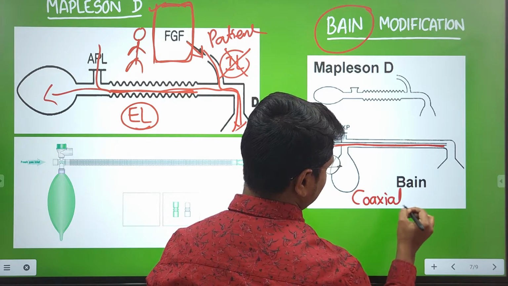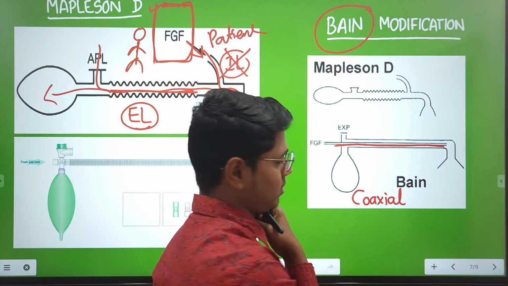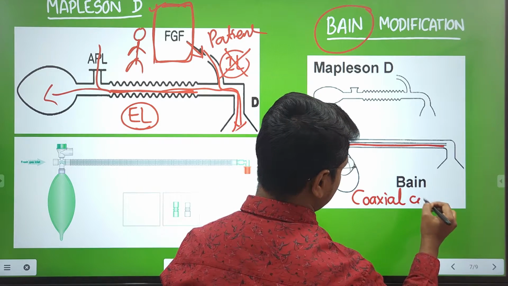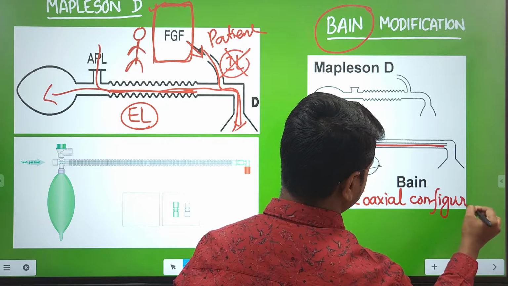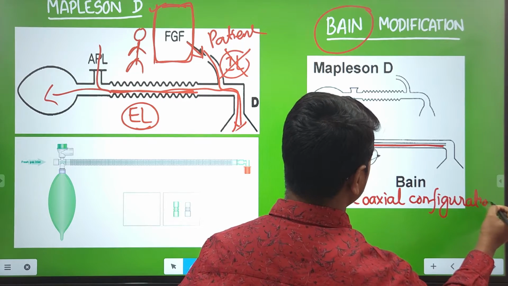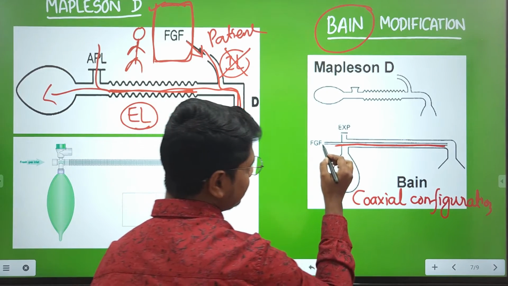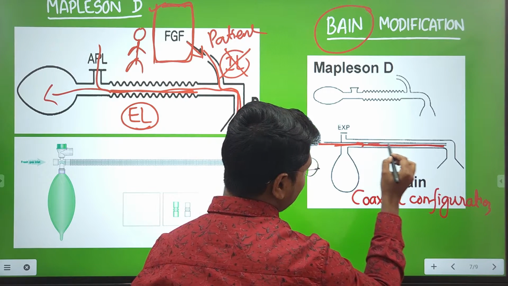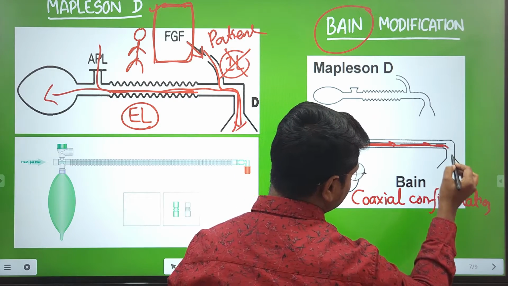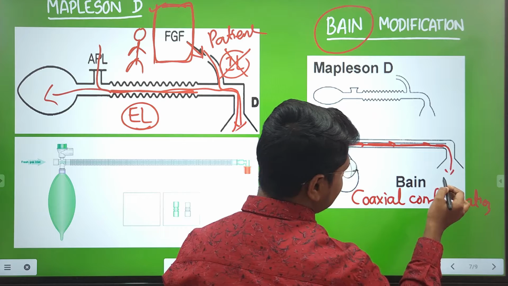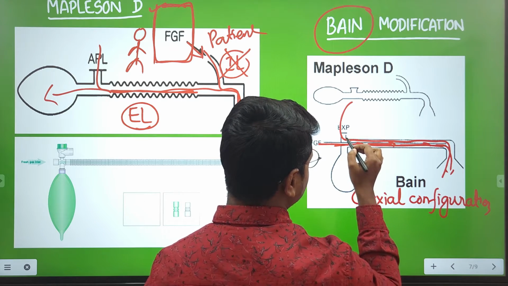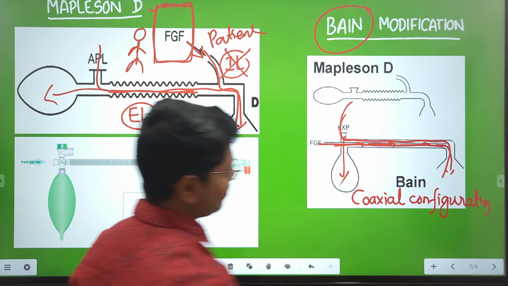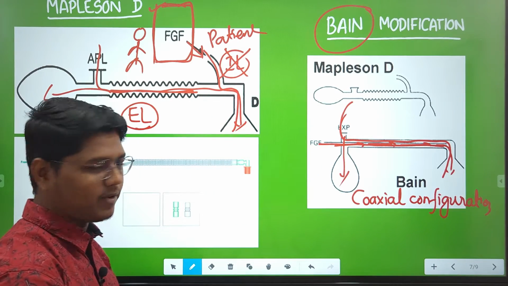configuration. The Bain circuit doesn't have a parallel configuration. It has a coaxial configuration, that is, a tube within a tube. The fresh gas flow will go through the inner tube towards the patient. When the patient exhales, the gas will come through the outer tube and be expired out, or some will go to the reservoir bag.